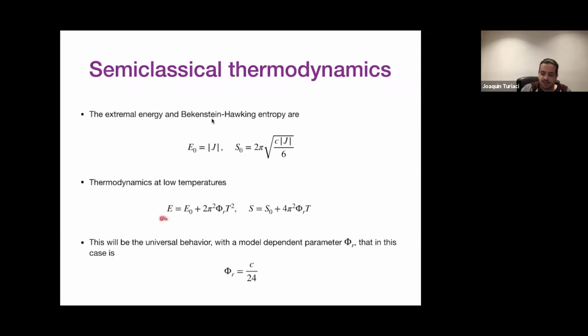So the idea is that this is a general template for the semi-classical thermodynamics. When you have an AdS2 factor, this is well known, but this phi r will depend on the details of the model. And in this case, it's given by this formula. So what Preskill called the gap scale would be 1/phi r, roughly.